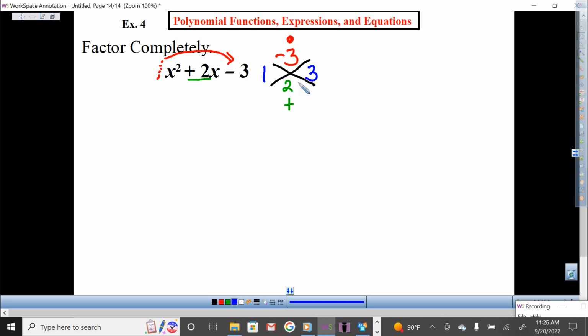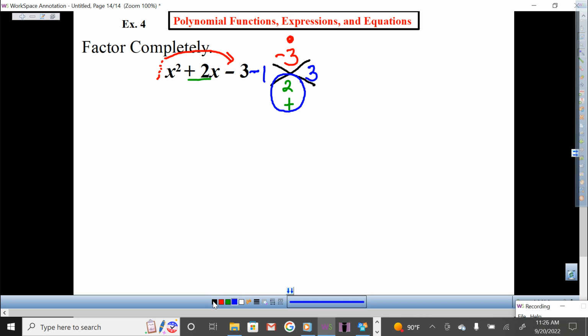Whenever this is a negative, one of these two has to be the negative. Well, the sign of this number is going to tell you the sign of the biggest number of the two. Which is the biggest number between 1 and 3? 3. What sign is 2? Positive. That means our 3 is positive, and that means 1 has to be our negative. See how that went?